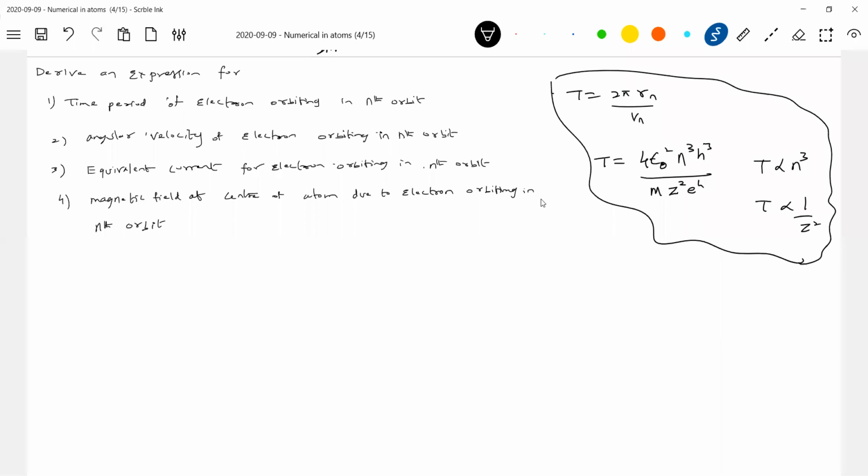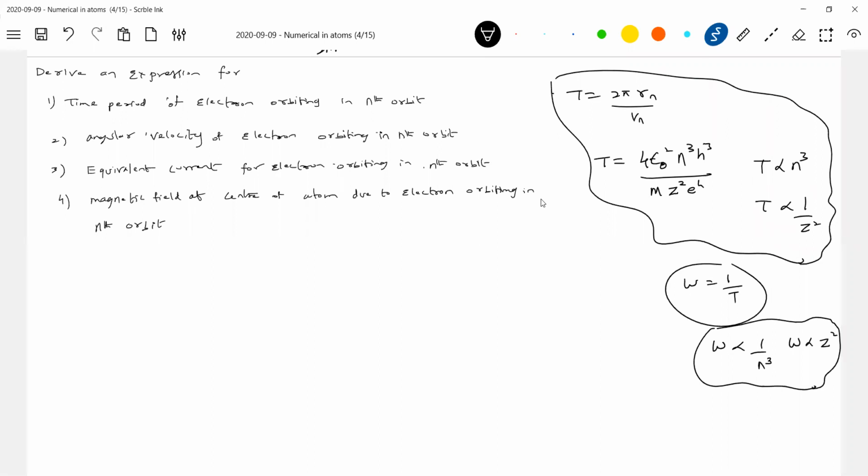Angular velocity is 2 pi by capital T. So from here you can manage it. Since we know omega equals 1 by T, from that, omega will be proportional to this one and proportional to z square. What is it? Charge of the nucleus.